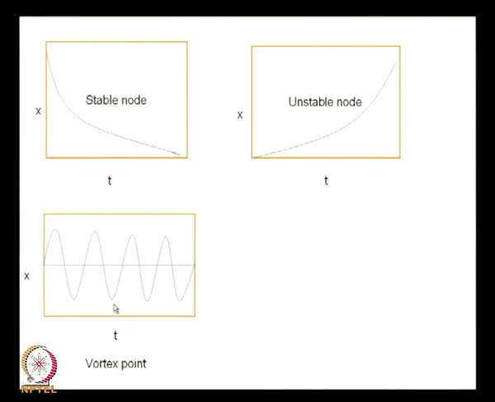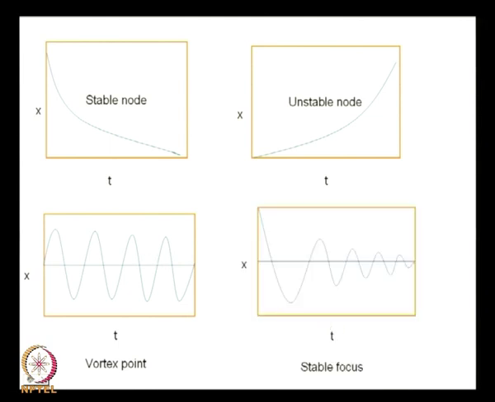This is the case of the vortex point, which is called neutrally stable, where the real part is 0 and the imaginary part is non-zero, and you have sustained perturbation. Whatever perturbation you gave remains; it does not go away and does not increase either. Then this is a stable one, called the stable focus, a stable node with an imaginary part, or with an oscillation.